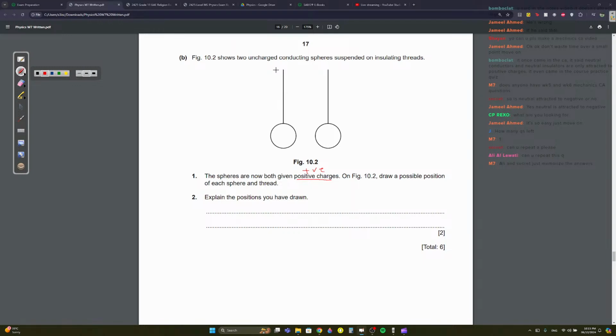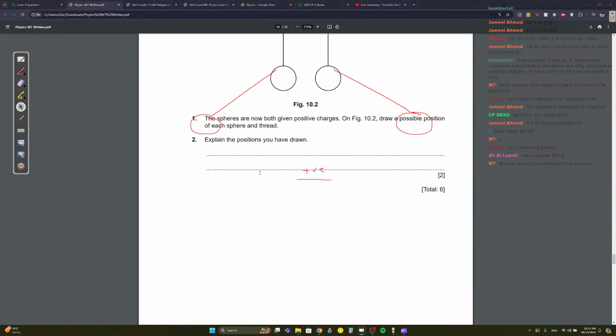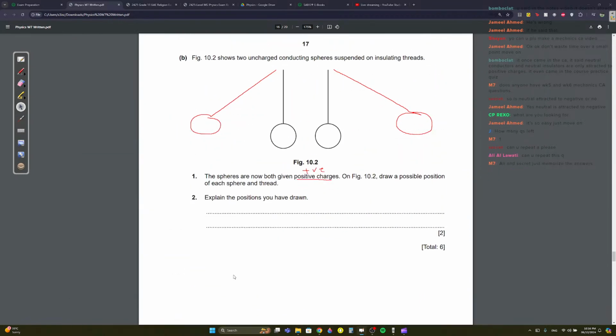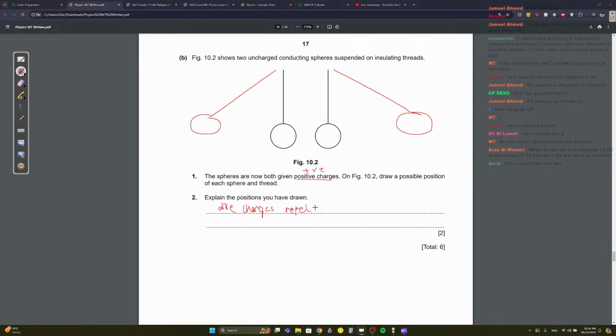Obviously, it's going to look like this. Because when they're both positive, they're going to repel. Both threads angled away. And then they said explain. They said explain like charges repel. Very easy.